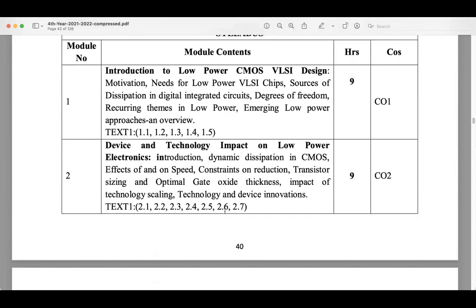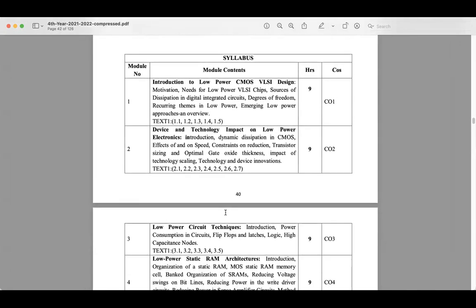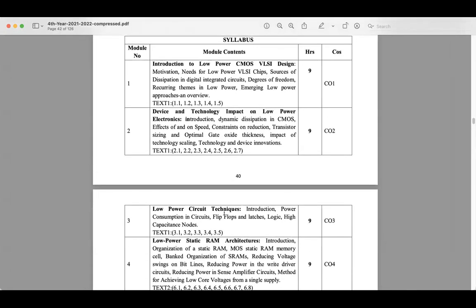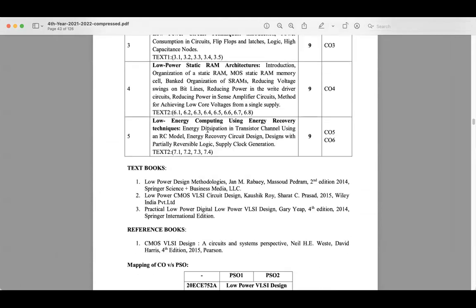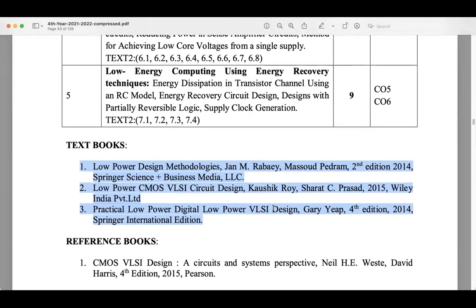Okay, so we will be having 5 modules as usual, right? This is going to be the syllabus. First of all, we're going to use these 3 textbooks. These are internationally recognized and very good textbooks, and if you can get them, it will be good. You can use them for a lifetime.